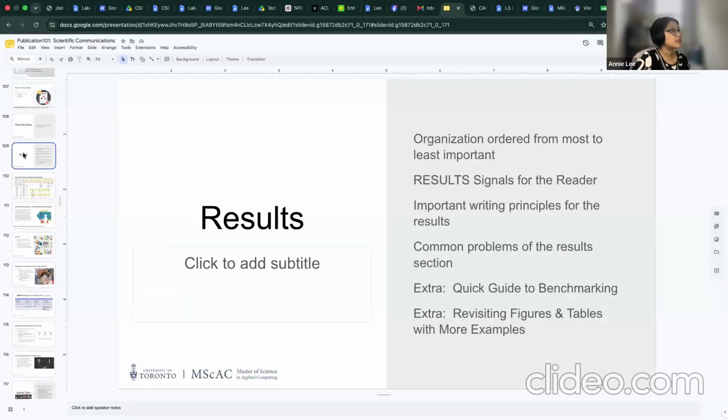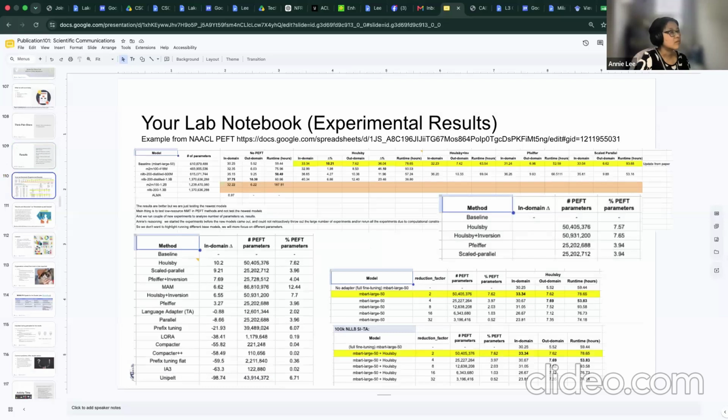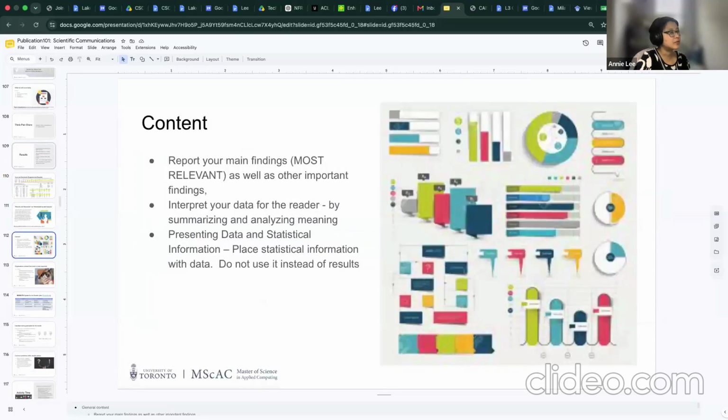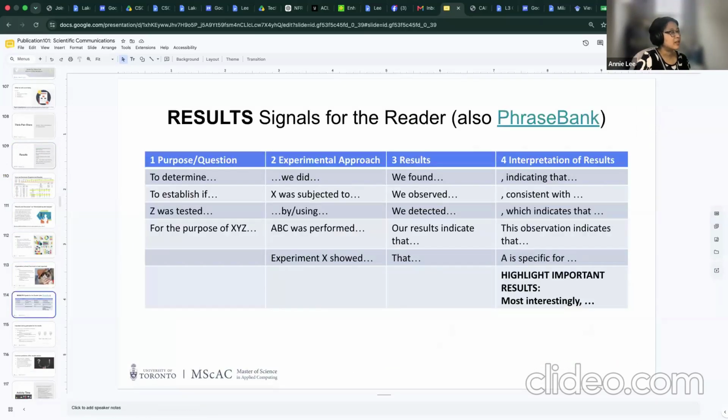Okay, so results. Last week I showed you the results, and here's my why cat. Why are you doing something?